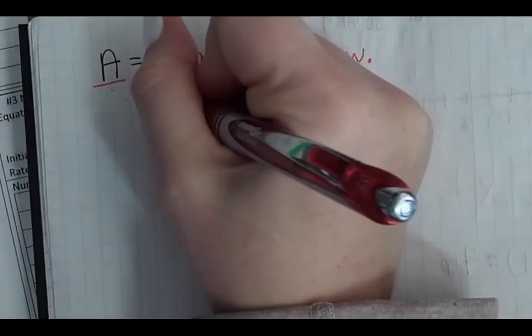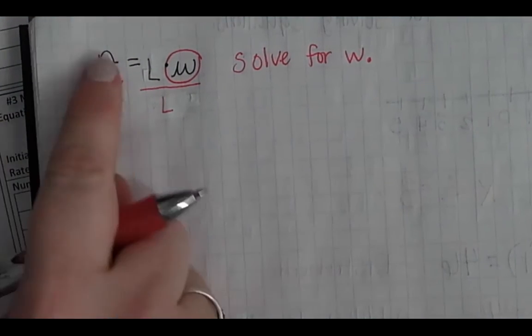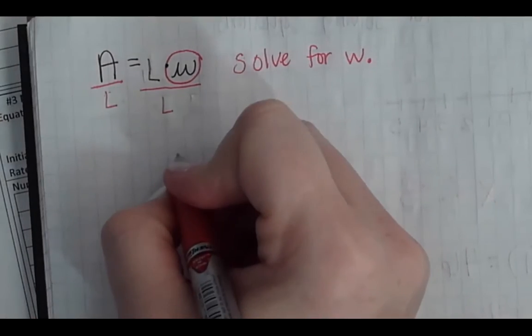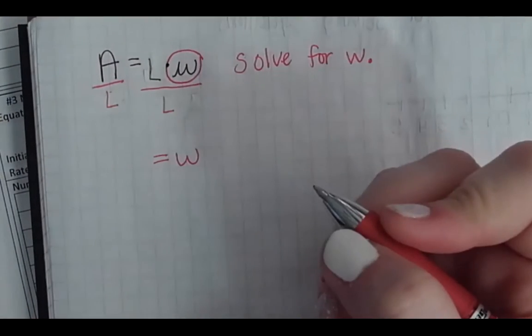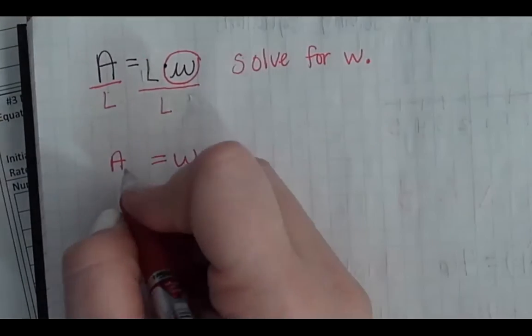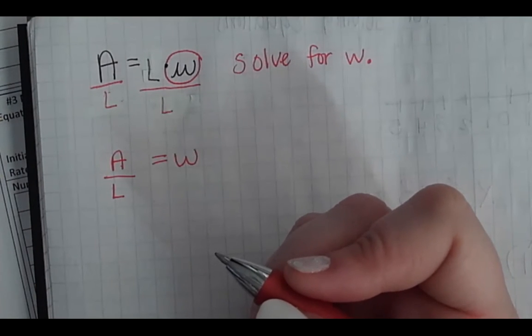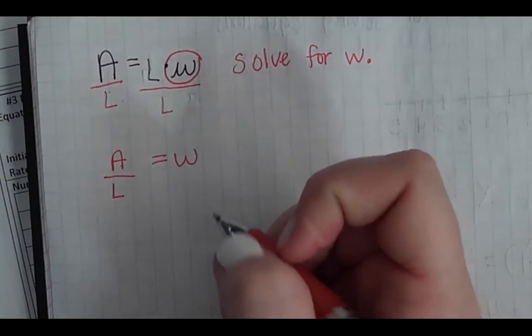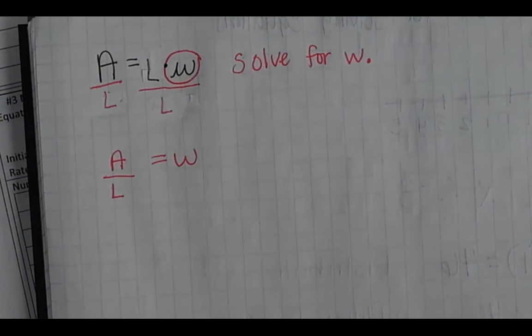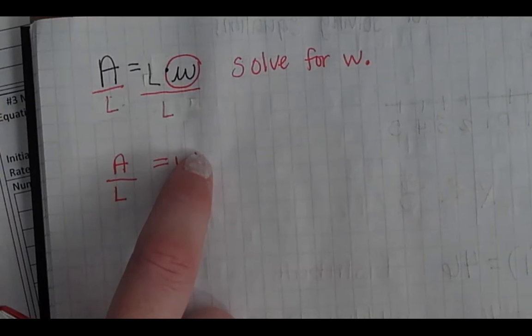So we'll divide by L, divide by L. So then what is my final equation solved for W? A equals W. No. A divided by L. So it's A divided by L equals W. So really what that's saying is if you were looking for your width, if you were given your area and your length, you would just take your area and divide by whatever the length is, and it will give you the width.